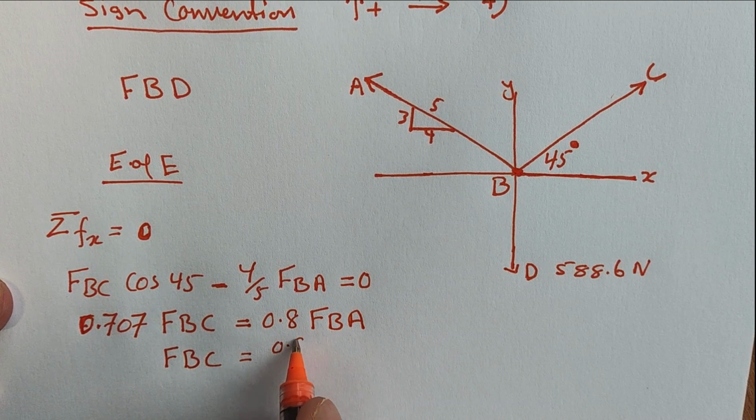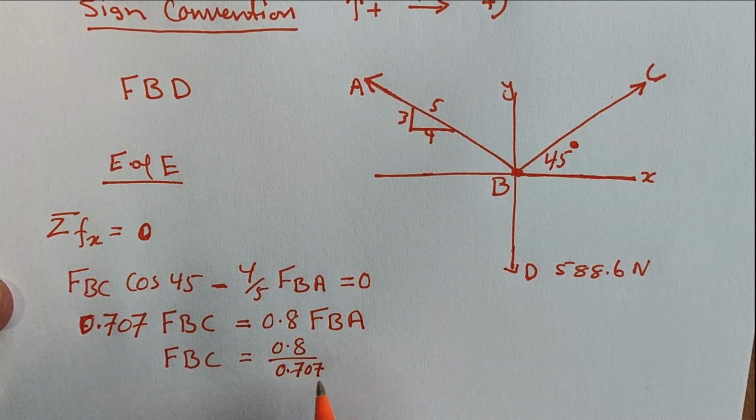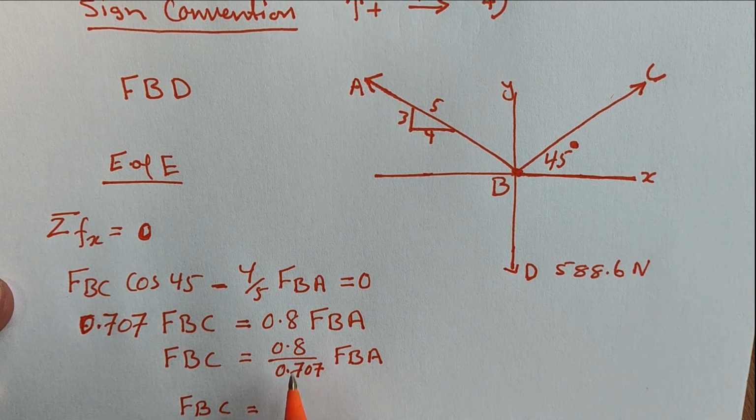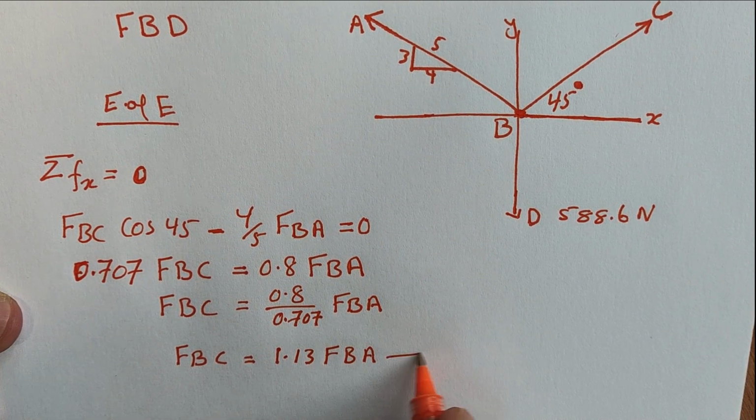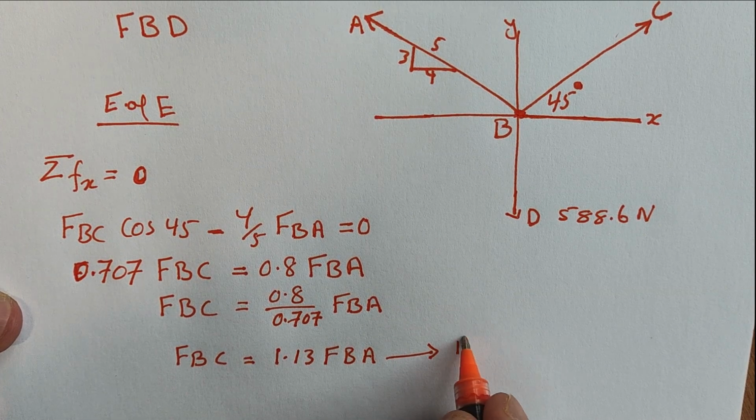FBC equals 0.8 divided by 0.707 FBA. When you divide these two together, FBC equals 1.13 FBA, and let's name this equation number 1.